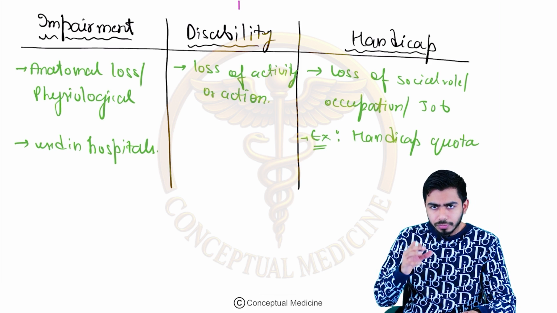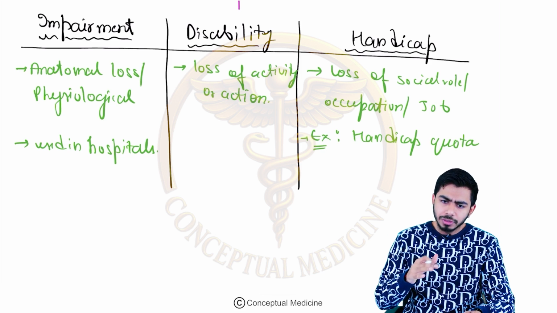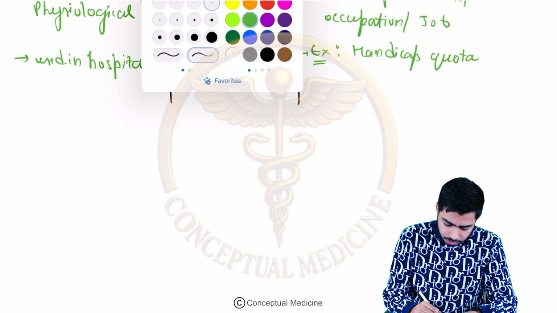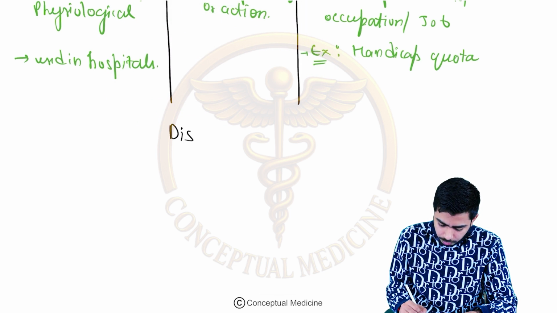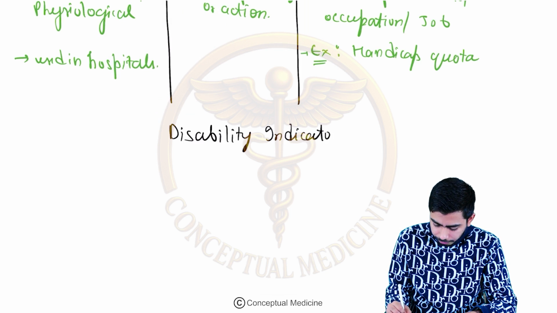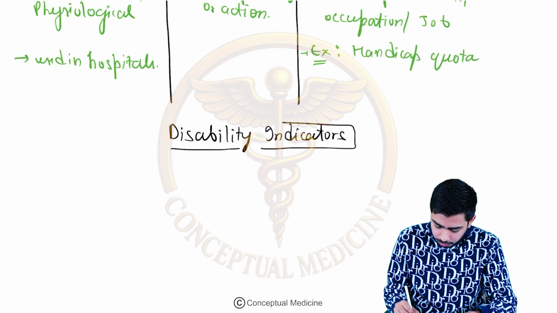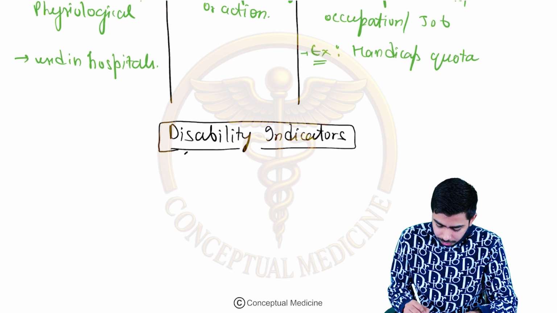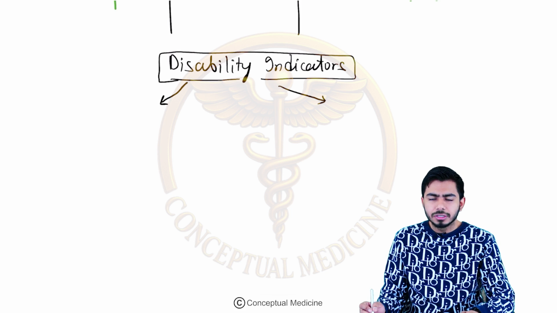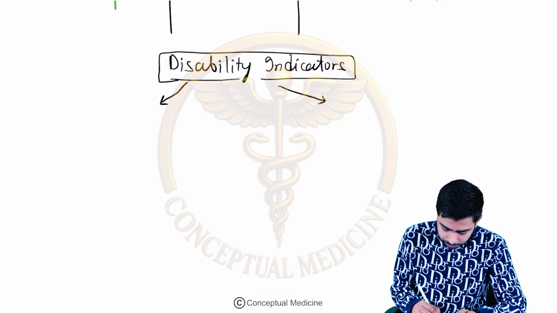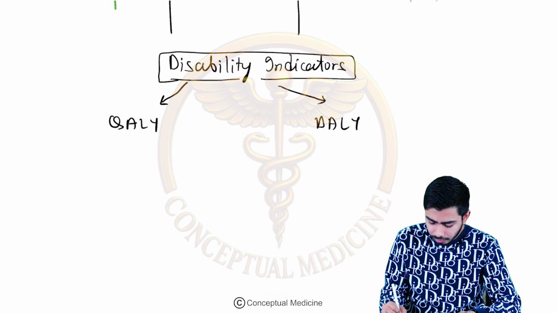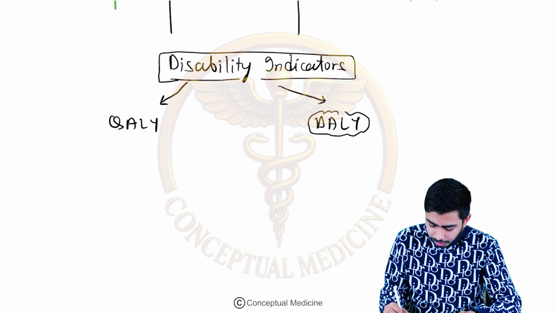Now I'm moving on to two important terms in the disability indicators. It's a very important indicator. In the disability indicator, I'm going to talk about two further terms: one is the QALY, and another one is the DALY. So what are these terms, QALY and DALY?